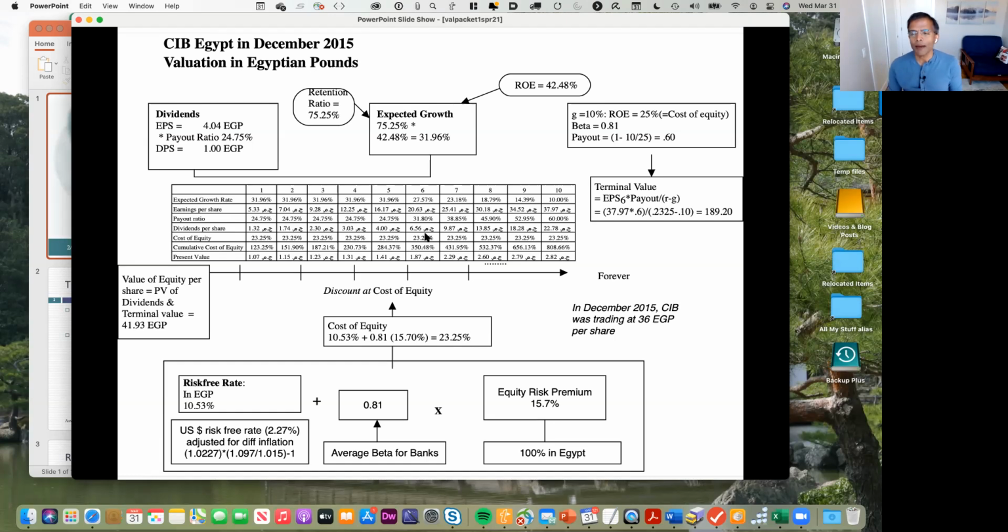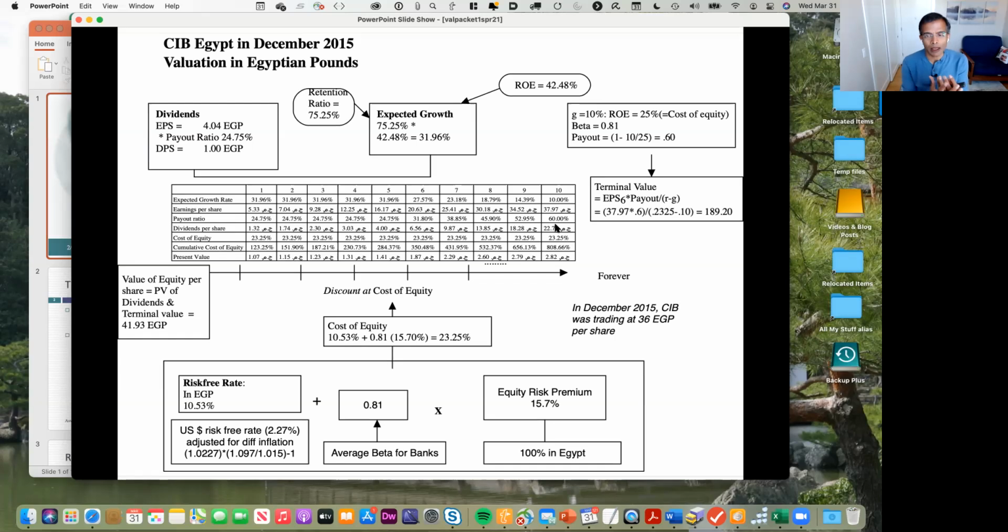After year 5, what happens? I think the growth is going to start to come down. It's going to start to come down from 32% down all the way down to 10%. And as the growth comes down, to be consistent, my payout ratio will go up. Why? Because if I don't need as much money to retain, I can pay it out. So my payout ratio, which is 25% for the first 5 years, climbs to 60% by year 10.